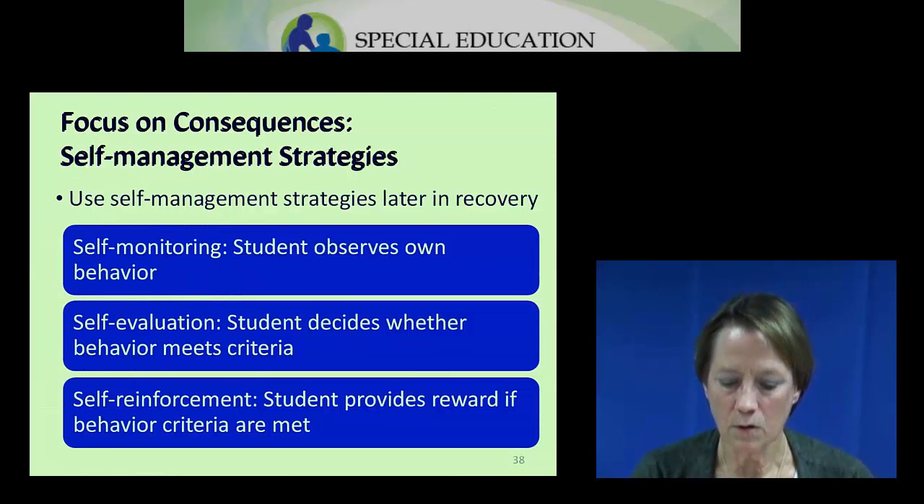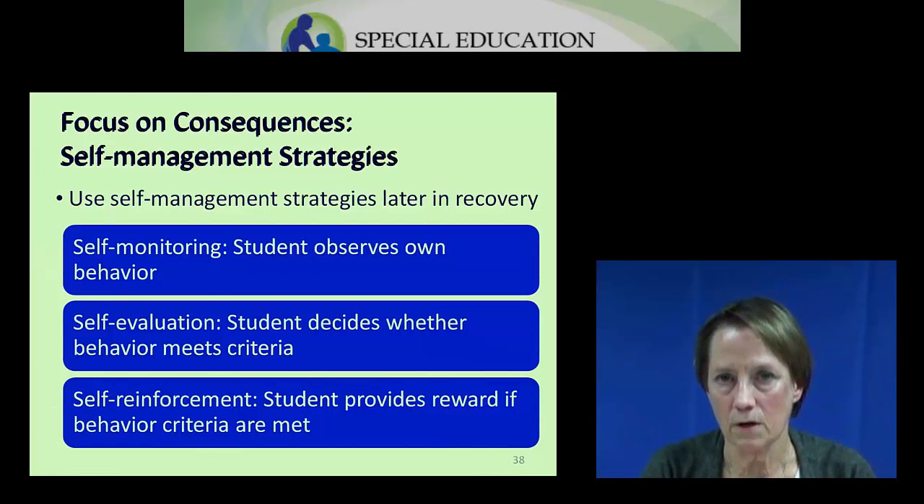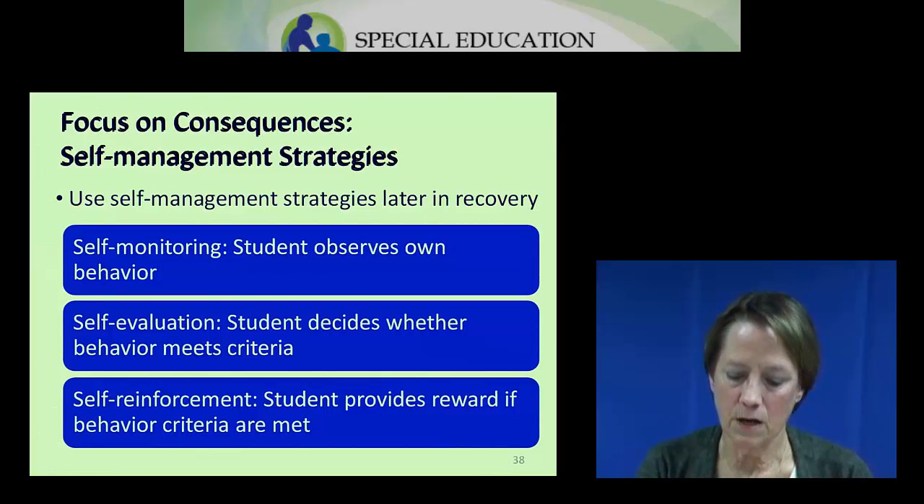One other type of consequence-based strategy that I'd like to mention is self-management strategy. Using self-management is something that we can sometimes do later in recovery with students after TBI. And self-management strategies have 3 phases. The first one is self-monitoring, so the student observes his or her own behavior. The second phase is self-evaluation. The student then has to decide whether the behavior meets the criteria that we've set out. And then third, the student provides the reward. It's self-reinforcement. The student is giving him or herself the reward if criteria are met.